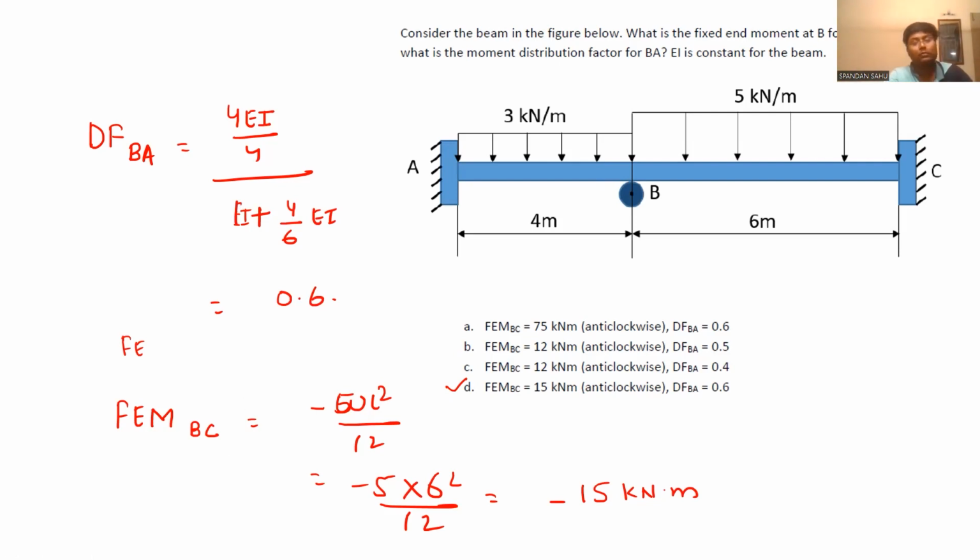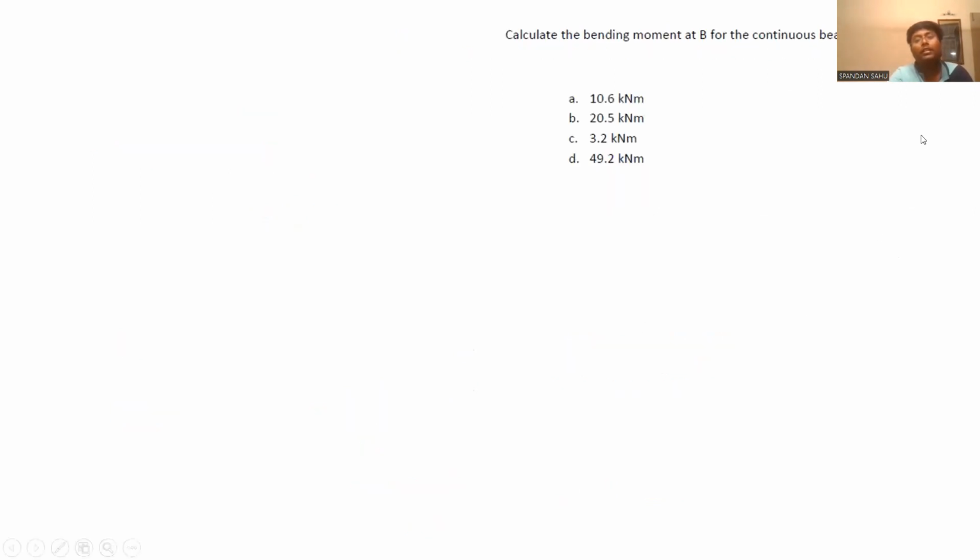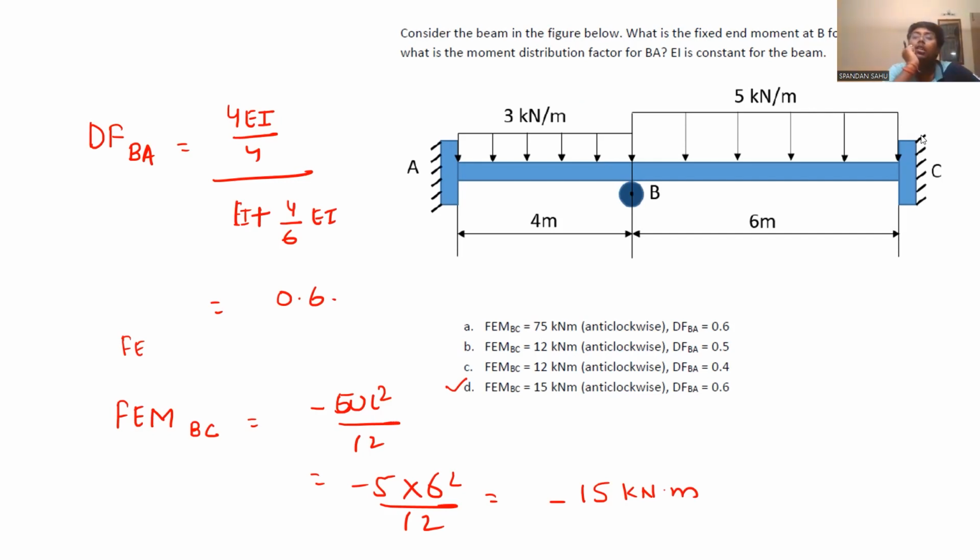Yes, sir. Correct. Now, calculate the bending moment at B for the continuous beam for the above question. Bending moment at B. Now, can you calculate? Yes, sir.